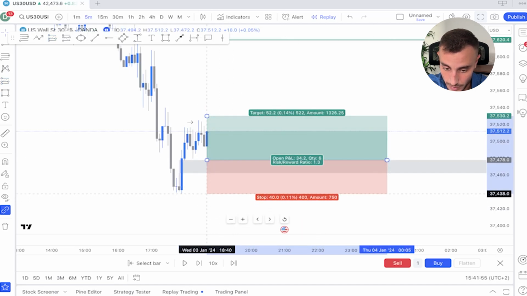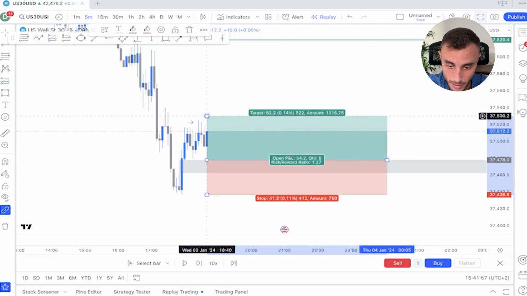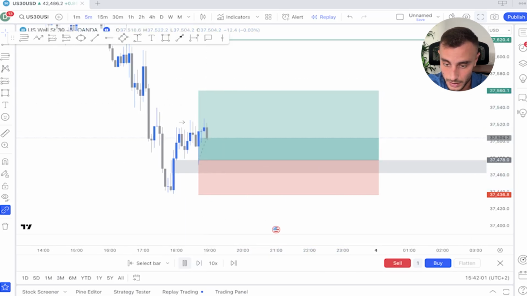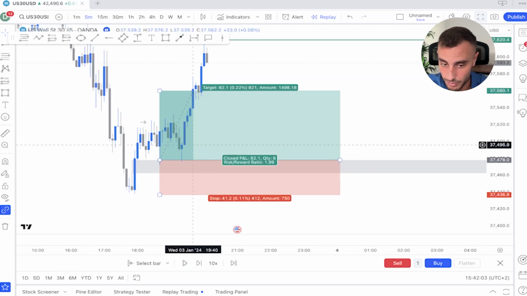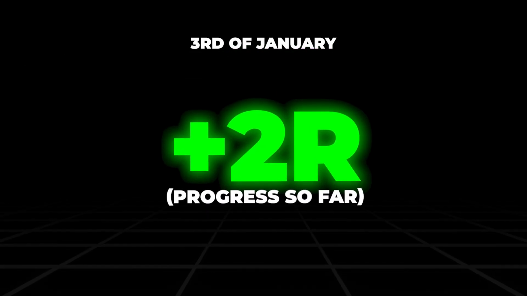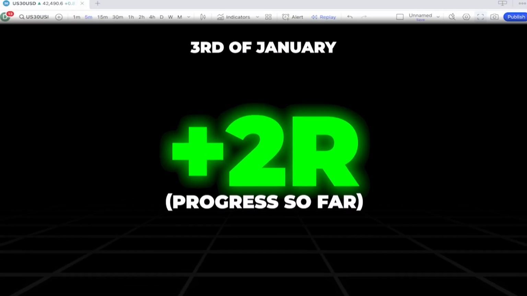Stop loss would have been below the zone, and the take profit would have been right here. So let's play the price. Okay, perfect. We have a win. So let's quickly note this down as well. We have plus 2R on 3rd of January.